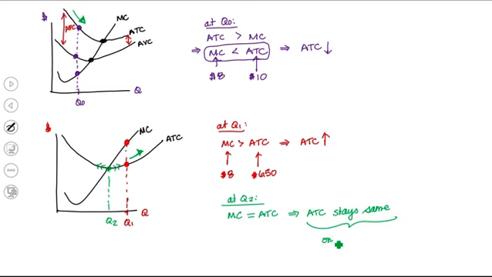This can only happen at the minimum of a curve. So that can only happen at the minimum. It's the only way that takes place. Does that make sense to everybody?